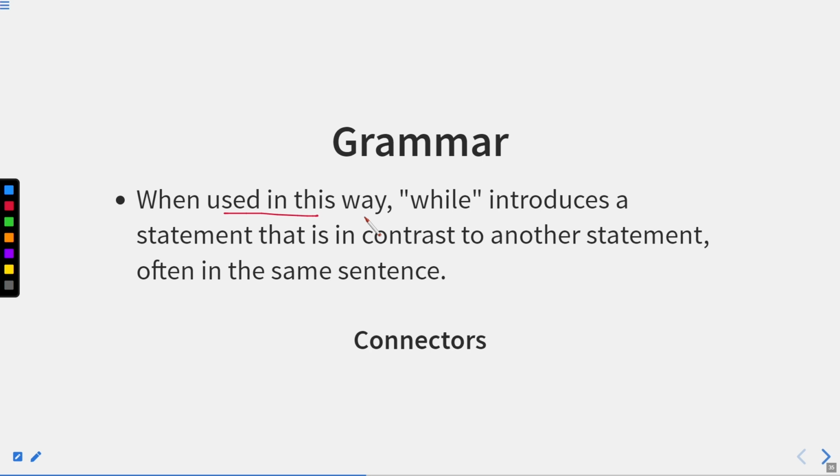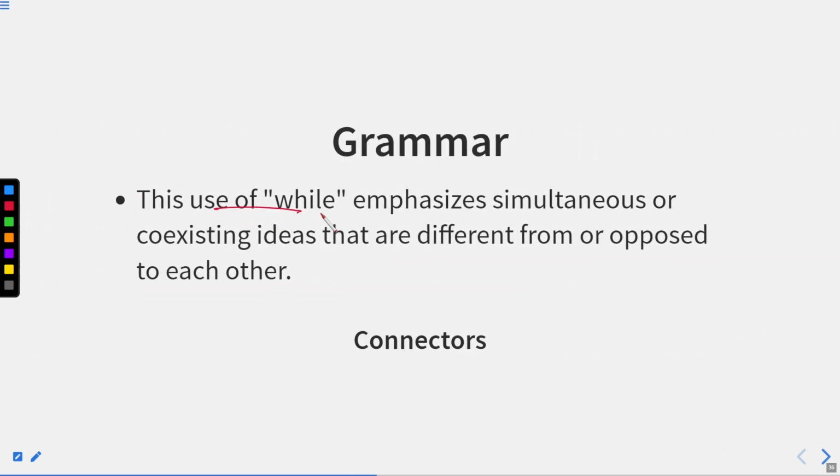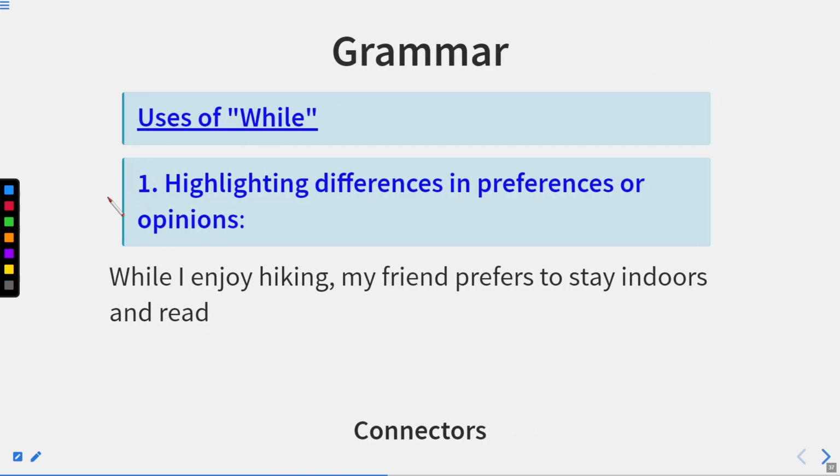When used in this way, while introduces a statement that is in contrast to another statement, often in the same sentence. This use of while emphasizes simultaneous or coexisting ideas that are different from or opposed to each other. Now, this one is something different. Uses of while, highlighting differences in preferences or opinions.